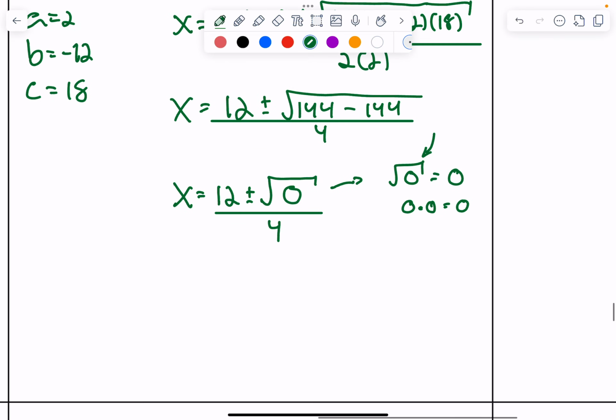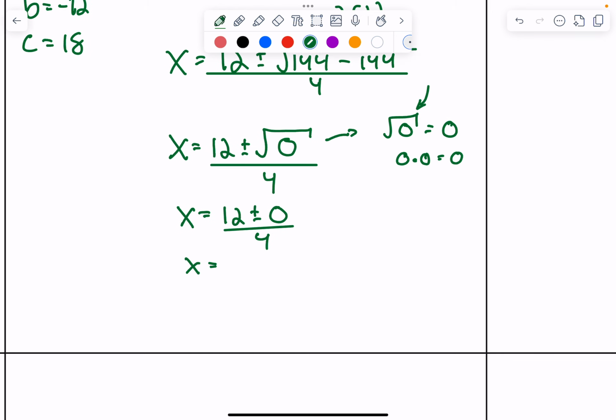So x equals 12. Well, plus or minus 0, like, do I even need this plus or minus here? Because if I have $12, for example, and I add $0, does anything change? Or if I have $12 and I take away $0, again, does anything change? Well, no. So in reality, because there's that 0 under the root, you really don't even need that plus or minus. So you just get 12 over 4, which then calculates to 3.